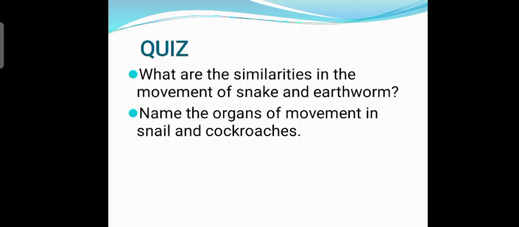So students, in today's video we learned about unique features of the movement of invertebrates, means the animals which are not having backbone, and the significance of adaptation for the movement of animals. Now there are some quiz questions, try to solve them. What are the similarities in the movement of snake and earthworm? Name the organs of movement in the snail and cockroaches. Write these answers in your notebook and share with me.